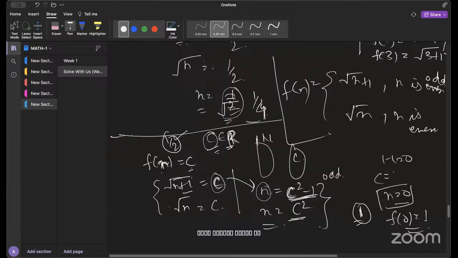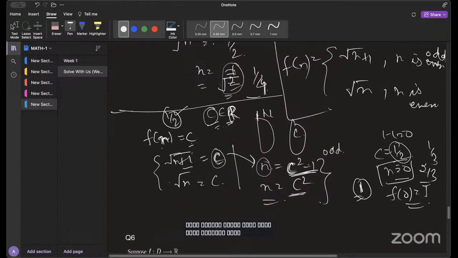So choose c equal to half. You can choose anything else too. You could also choose 1 by 3 or 2 by 3. That's fine too. We've taken the simpler one, 1 by 2. So if you do 1 by 2 here, 1 by 2 square would give you 1 by 4 minus 1, and here it will give you 1 by 4. Now neither 1 by 4 minus 1 nor 1 by 4 is a natural number. That means you will not be able to find a natural number whose image is half under this function.